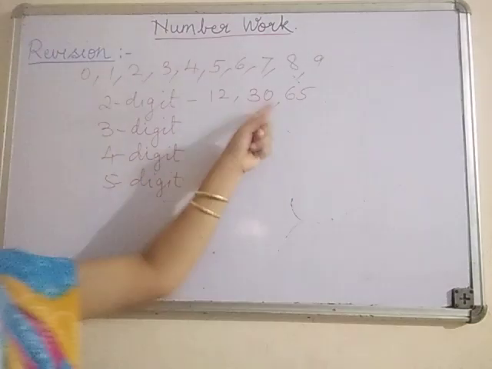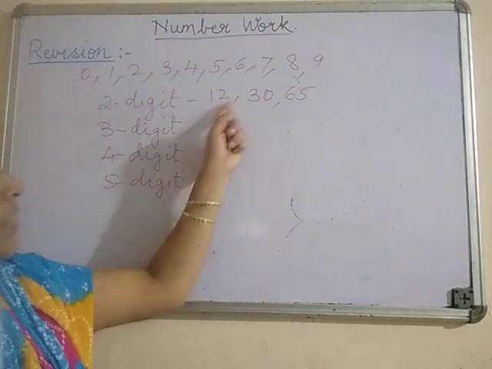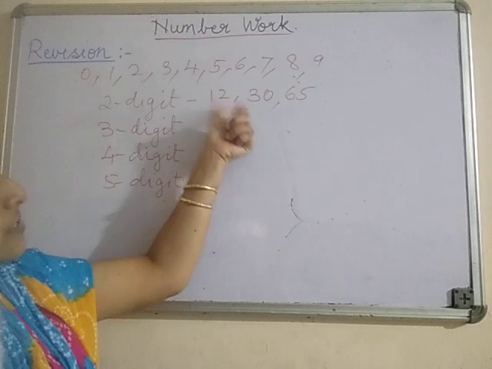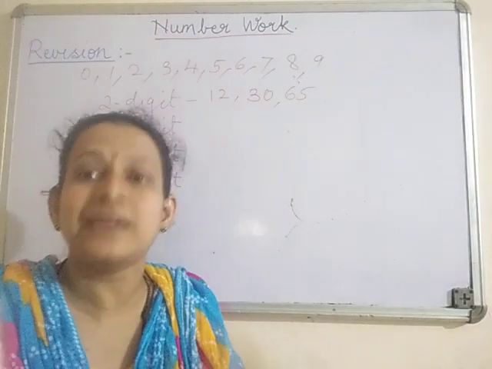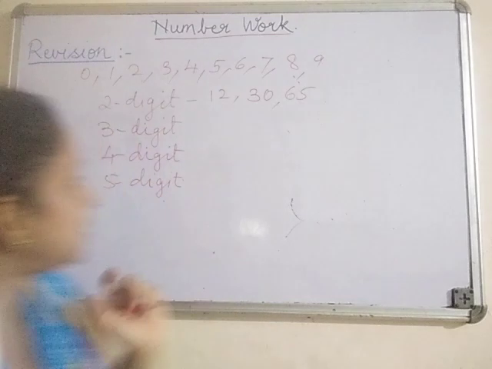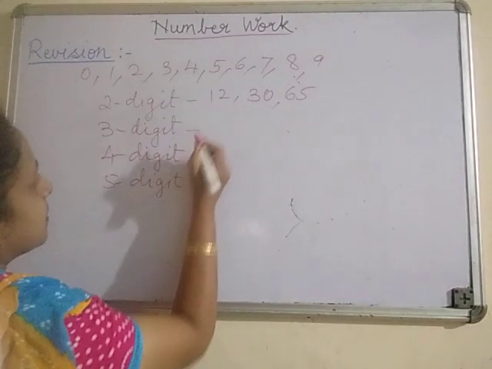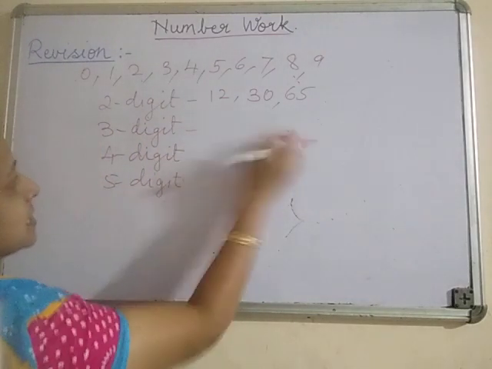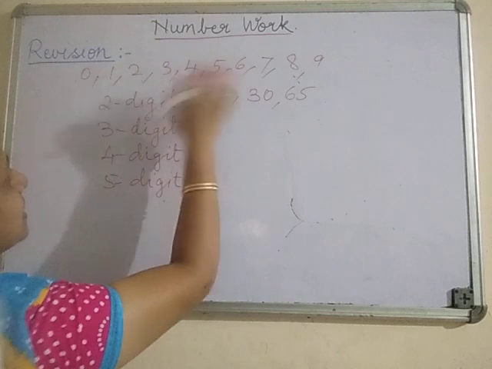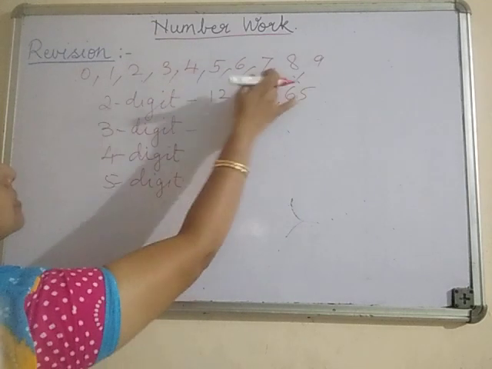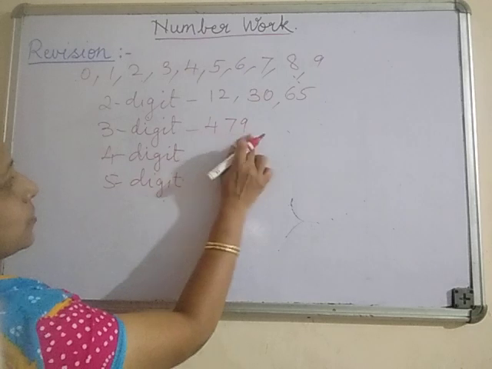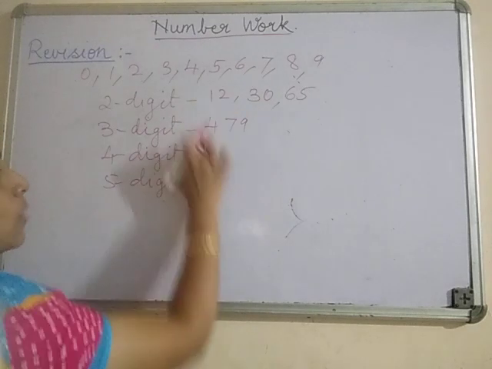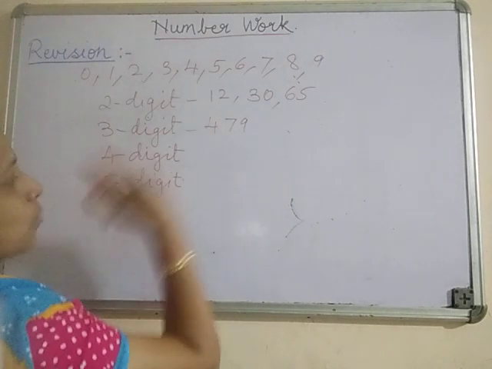So you have to make any 2-digit number, any 3-digit number, any 4-digit number, any 5-digit number. I have shown you 2-digit. Not only what I have written, you yourself have to write any 2-digit numbers. Now 3-digit numbers, how can you write? It has to have 3 digits in the number. For example, I will take random digits 4, 7 and 9. There are 3 digits in one number.